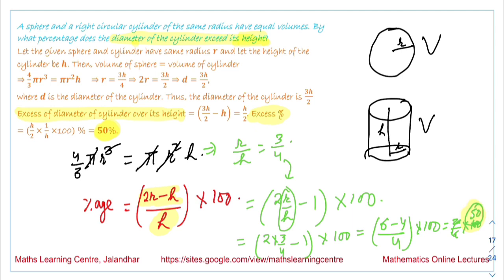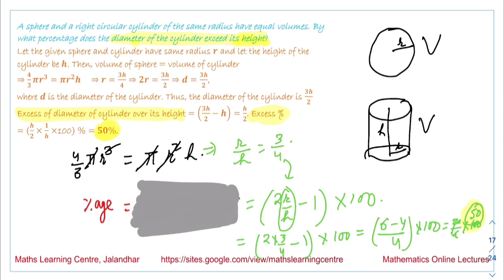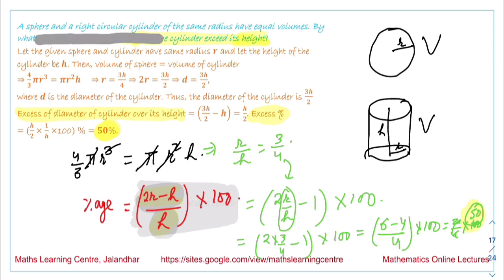Now this thing is important over here: how we are writing this value, why we have taken h in the denominator and why we are taking 2r minus h in the numerator. It just comes from what is being asked. The question asked is: what percentage does the diameter of the cylinder exceed its height? So we are talking about the basic thing from which we are comparing, it is height.